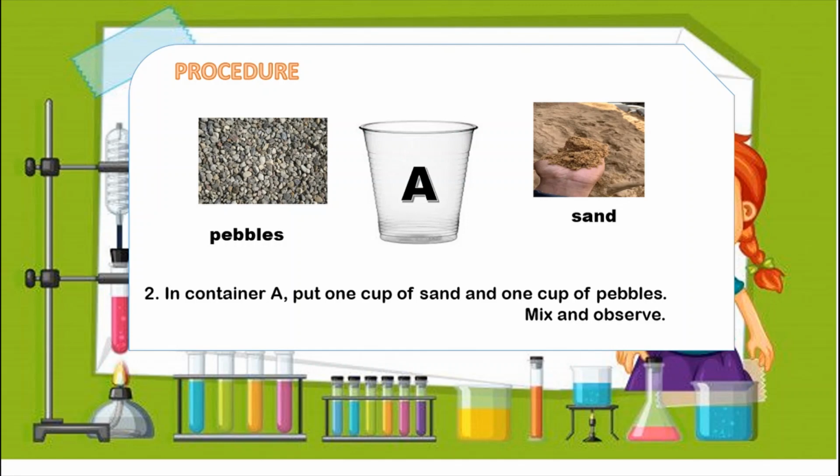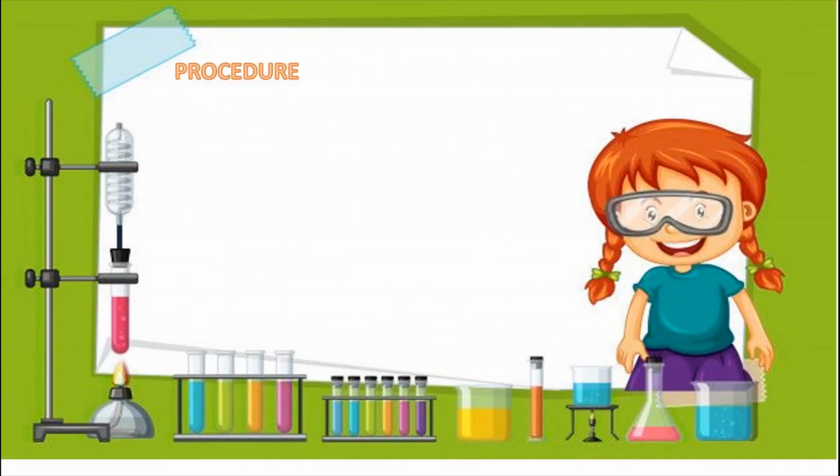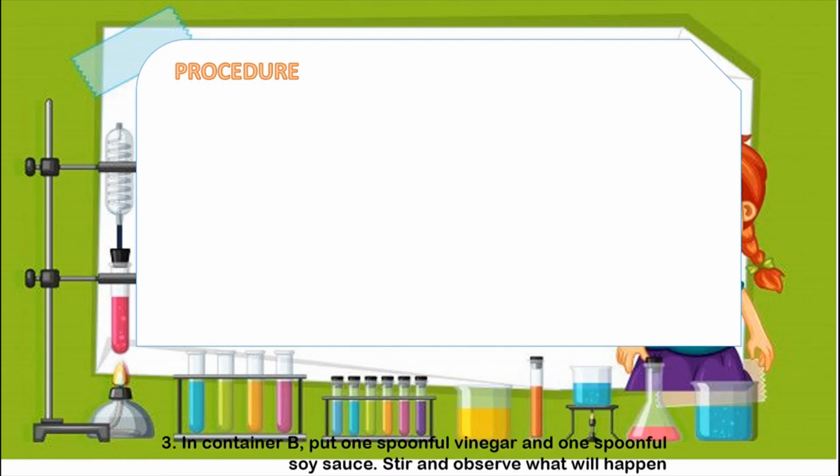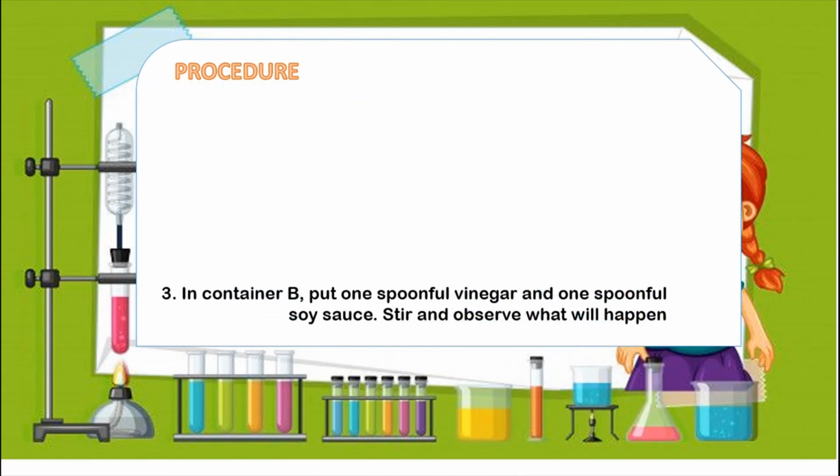Okay. Then, let's go to number 3 procedure. In container B, put 1 spoonful vinegar and 1 spoonful soy sauce. Isa lang siya ka kutsara sa vinegar ug isa pa pud ka kutsara sa soy sauce. Stir and observe what will happen. So, inyo ha siyang kutawon. Pwede nyo kutawon o kutsara.